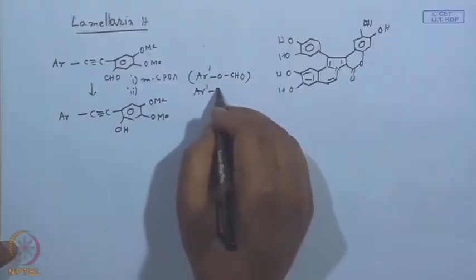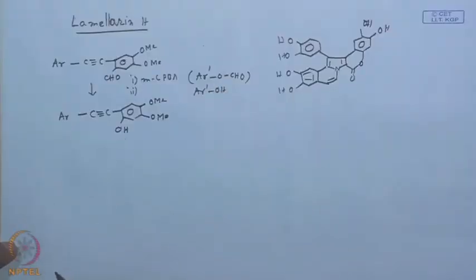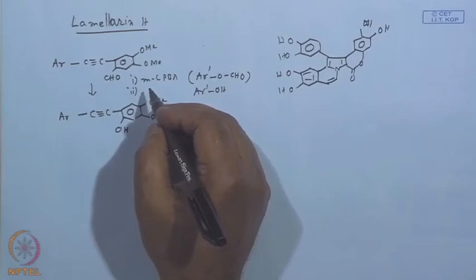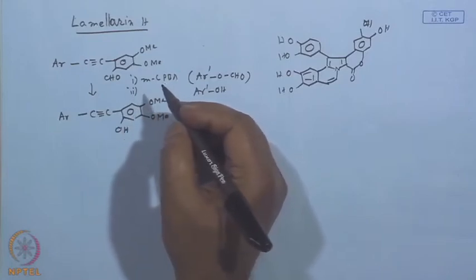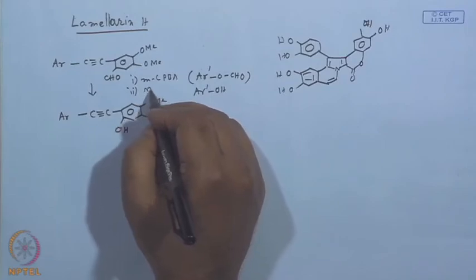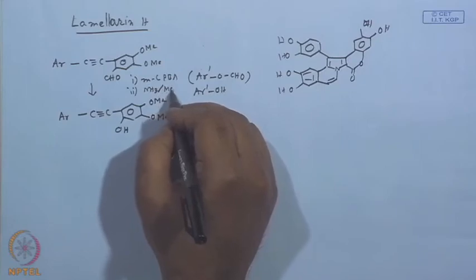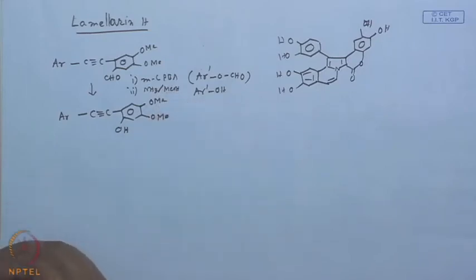Then what you do? You have to just release this to the OH group. How do you do that? Hydrolysis, that is obvious. You convert the formate, but at this moment you have to think about other methods also, not classical OH and so on. The preferred method is simply ammonia and methanol. That is basically a transesterification.